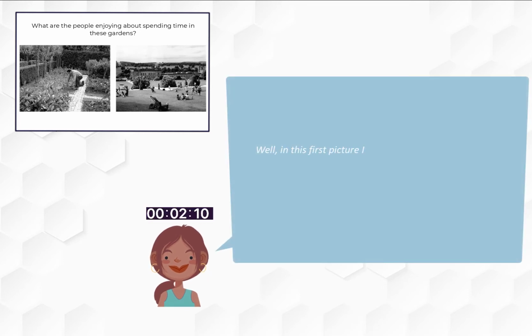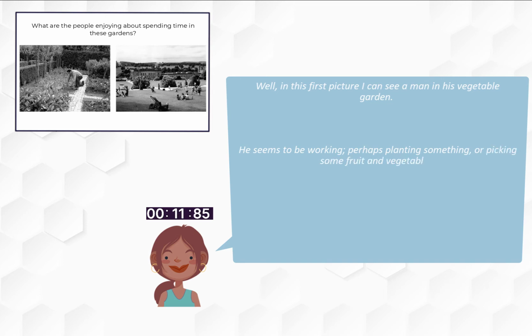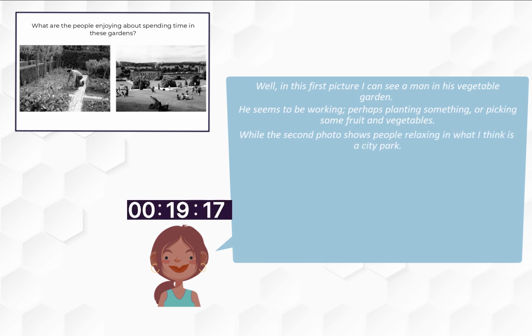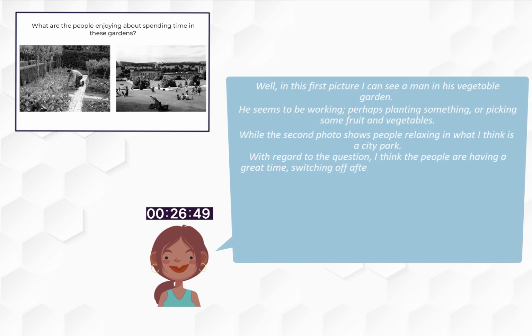Well, in this first picture, I can see a man in his vegetable garden. He seems to be working, perhaps planting something, or picking some fruit and vegetables, while the second photo shows people relaxing in what I think is a city park. With regard to the question, I think the people are having a great time, switching off after work, or maybe enjoying the nice weather on holiday. There's also a historical building in the distance, so maybe they're tourists visiting the city.